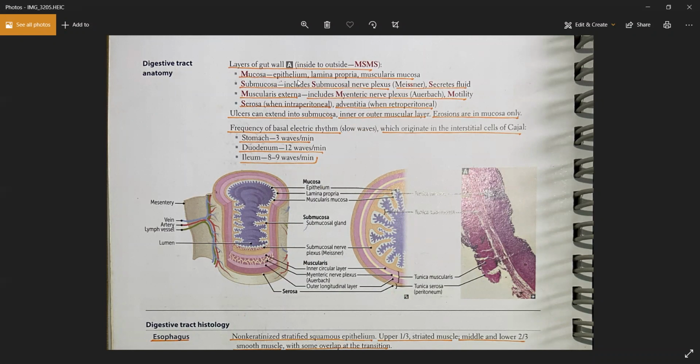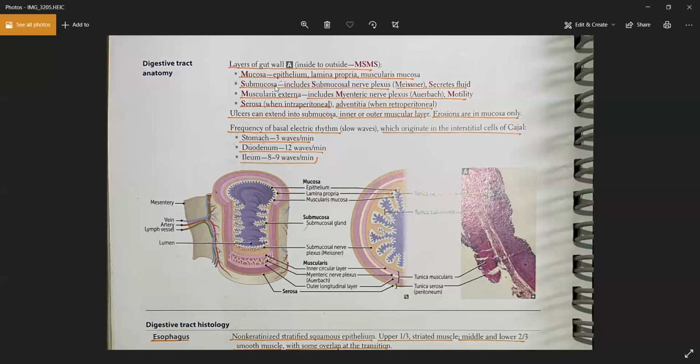This mucosa contains the epithelium, the lamina propria, which is kind of the stroma, you can say, and then the muscularis mucosa, which is made up of muscles, of course, as the name suggests. So the epithelial part, the stroma which is the lamina propria, and the muscularis mucosa are all part of the mucosa. After the muscularis mucosa, you will have the submucosa. The submucosa contains the submucosal nerve plexus, also known as Meissner's plexus, that secretes fluid. So every fluid secretion that you know in the GI tract is because of Meissner's plexus, also known as the submucosal plexus.